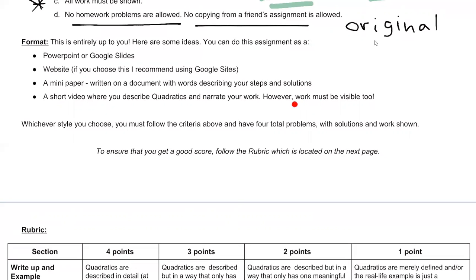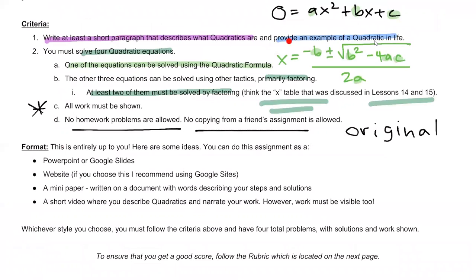Whichever style you choose, you have to do all the above, where you write a short paragraph, provide an example in real life, and then solve 4 quadratics, only one of which can be with a formula, at least 2 of which have to be by factoring.